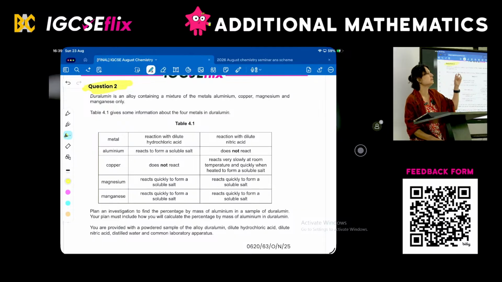This one is calculating the percentage in a sample. How much percent is in a sample? Okay.